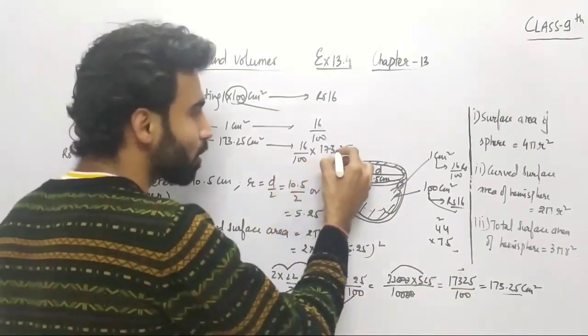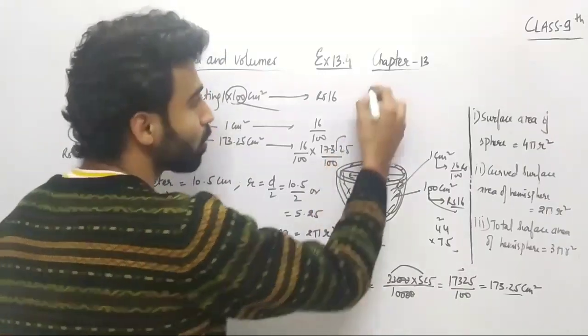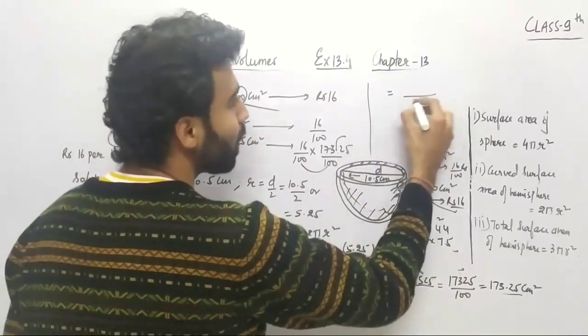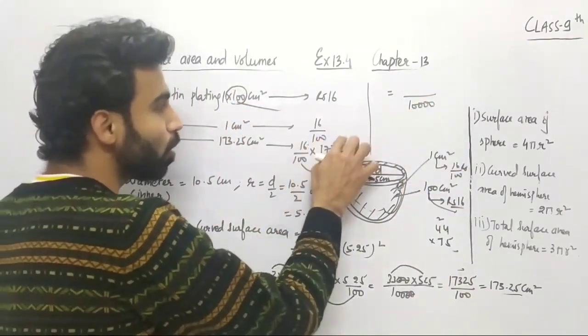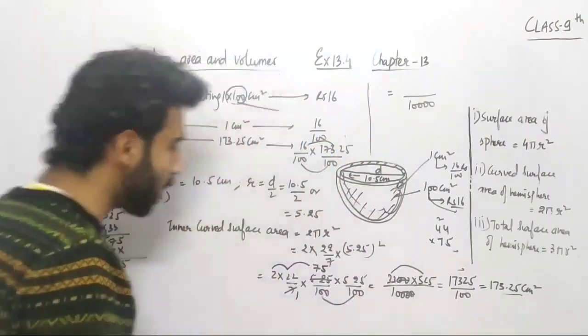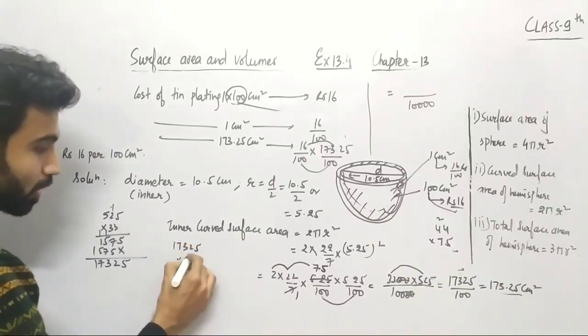Now here I solve this. So if I remove the decimal, what will come in the denominator? There are 2 digits, so 2 zeros will come, right? So if I just further solve this, what do you have? 100 into 100, that will be 10,000 in the denominator. So now what will I do? I will multiply 16 with 17325, right? So here 17325 into 16, right?